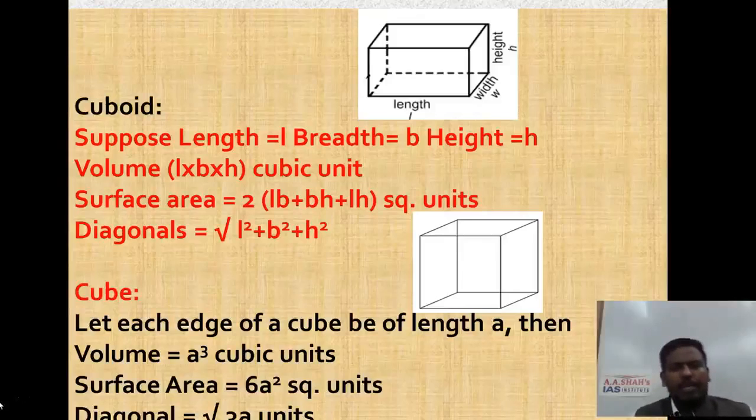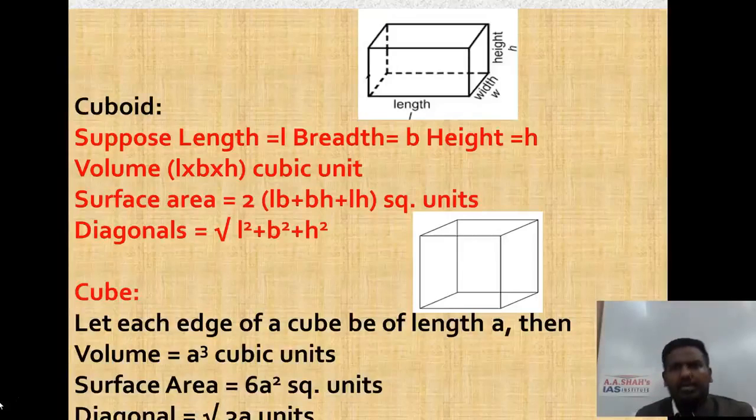So let each edge of the cube be of length A, means let each side of the cube be equal to A. Now, the volume of the cube is equal to A cube, means the cube of any of the sides gives you the volume of the cube.